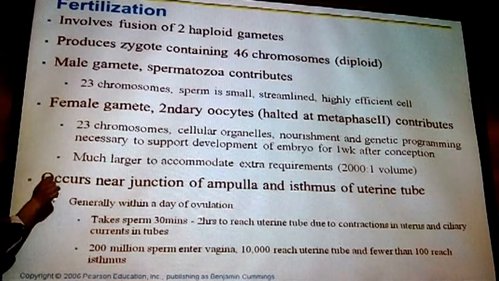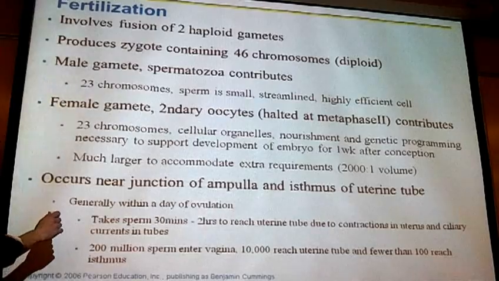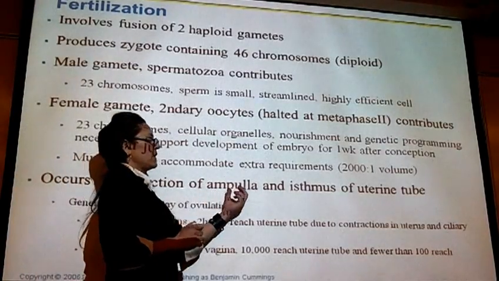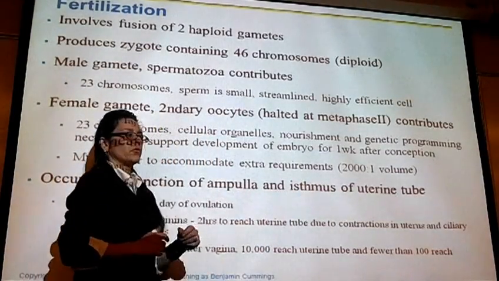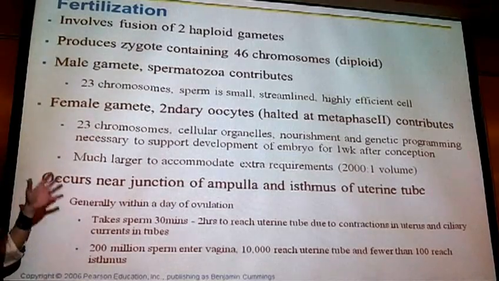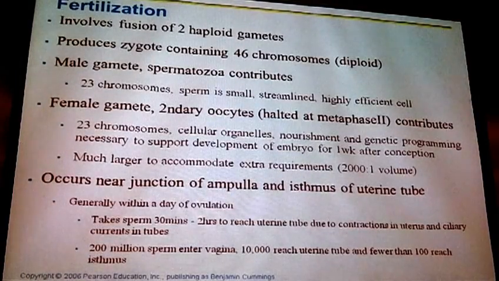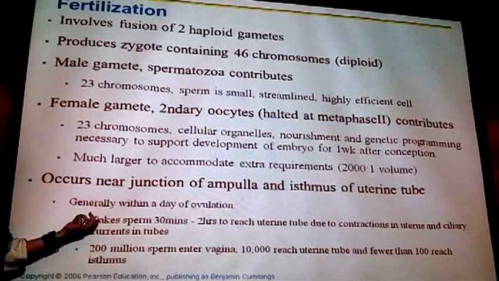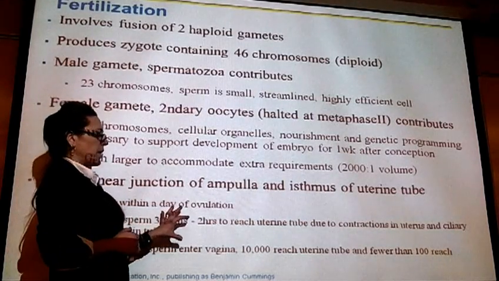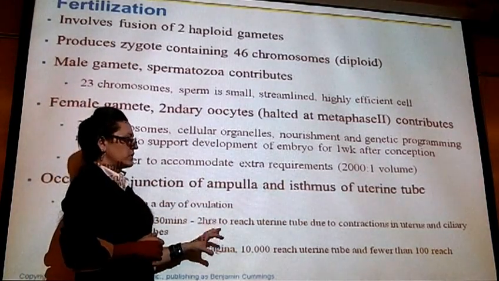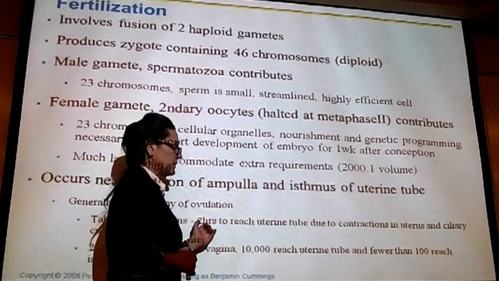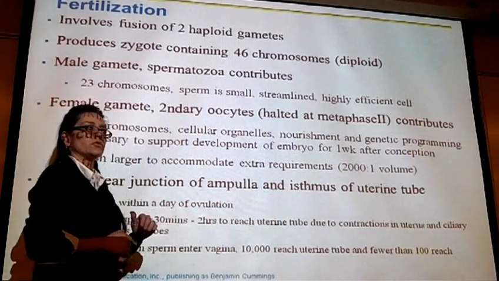Now, fertilization generally is going to occur between the ampulla and the isthmus of the uterine tube. Almost always it's going to be in the uterine tube. That's where you want fertilization to occur. And for sperm, it's going to take about 30 minutes to 2 hours, once it reaches the vagina, to get up to those uterine tubes.